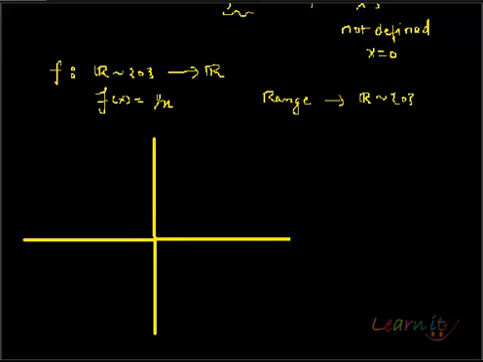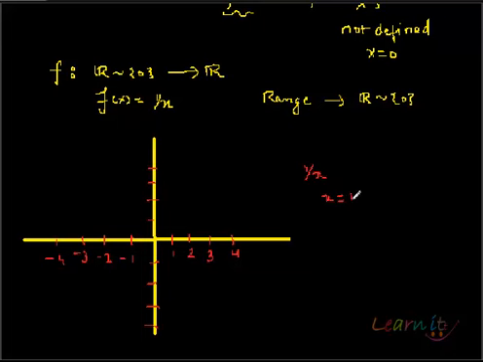Let's make our axes. So we have both the axes here. So 1, 2, 3, 4, minus 1, minus 2, minus 3, minus 4, and so on for the y-axis as well. I'm not writing numbers out there, but you understand what exactly it is. So 1 by x.